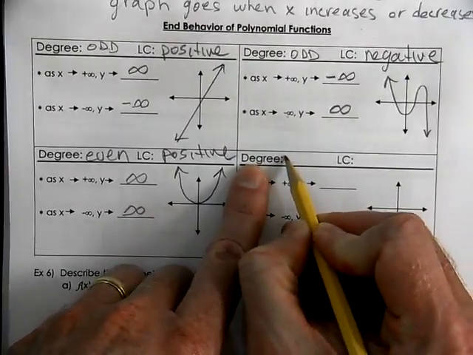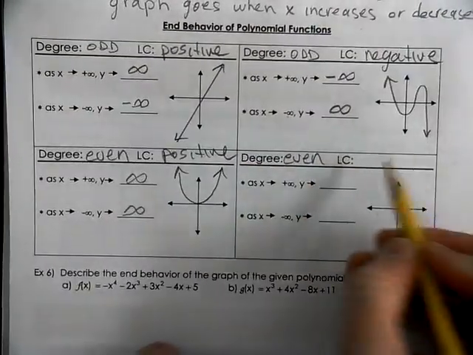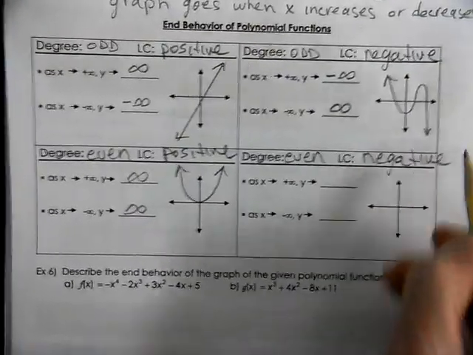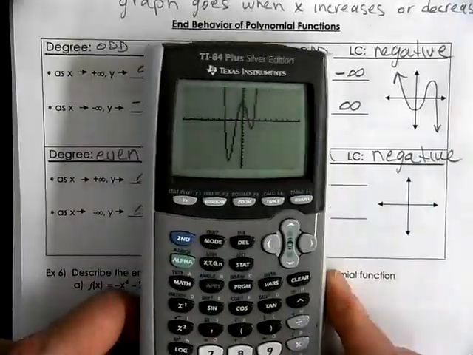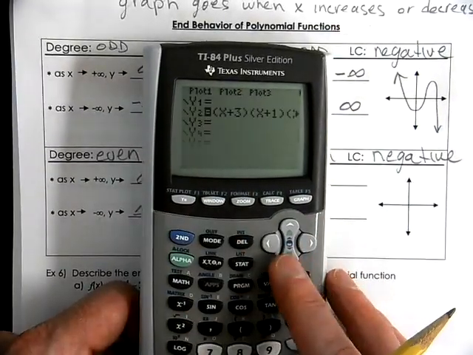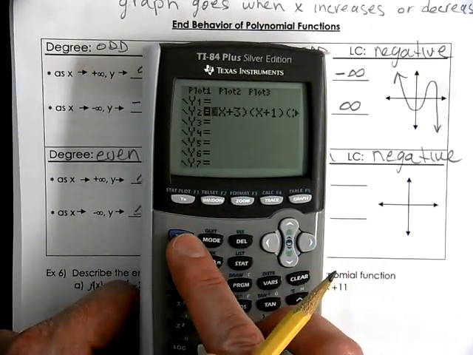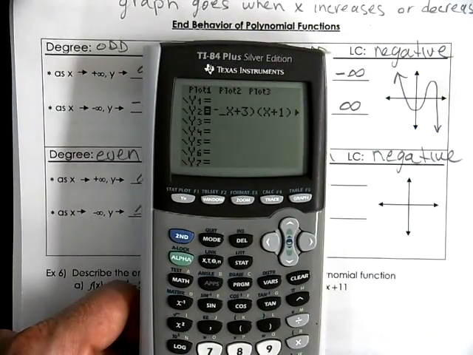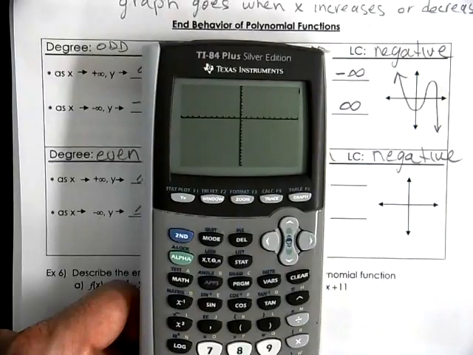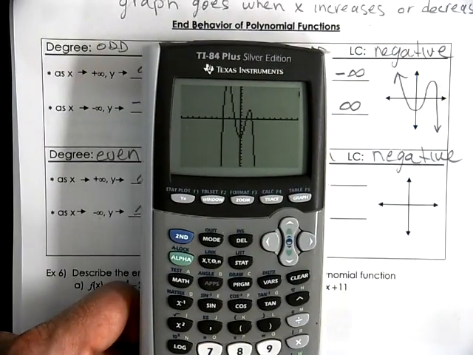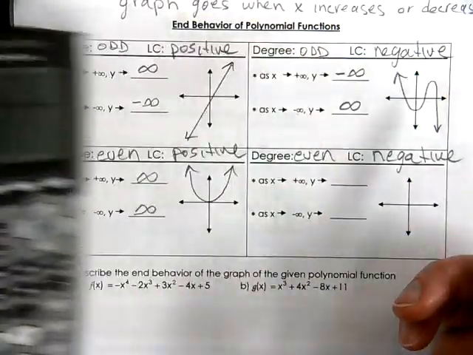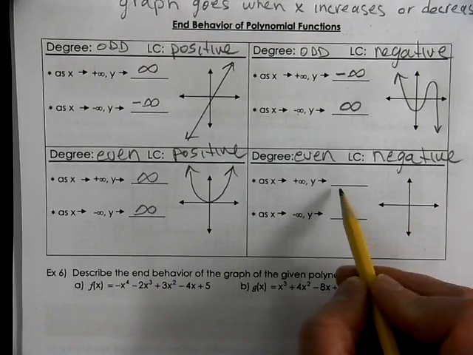So an even degree, if it goes with a negative leading coefficient, what do we think is going to happen? If we put a negative in here, the graph is going to open downwards. It still goes through all the same zeros. We'll talk more about that in the future.